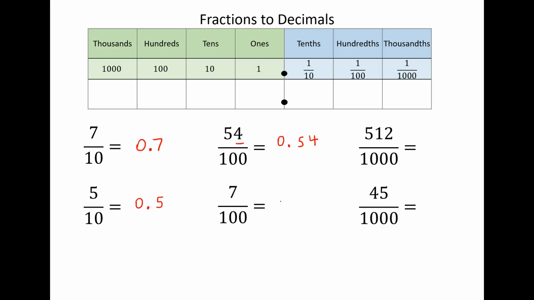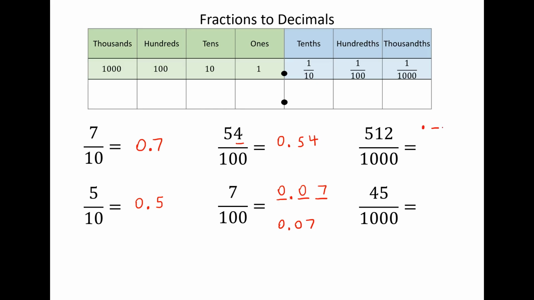Okay, 7 over 100. Once again, since over 100, I'm in the hundredths place. I have here a decimal, and the hundredths place is 2 place values over from the decimal. So I have a 7. I'm simply going to start by filling the 7 into my smallest place value, so the hundredths. So I write the 7. Then I fill in the rest of my numbers with zeros. So my answer should be 0.07.